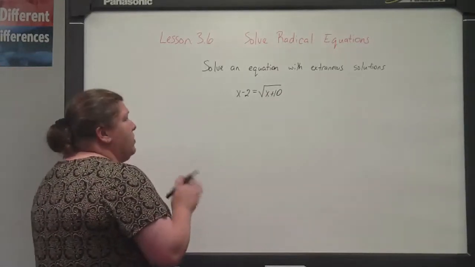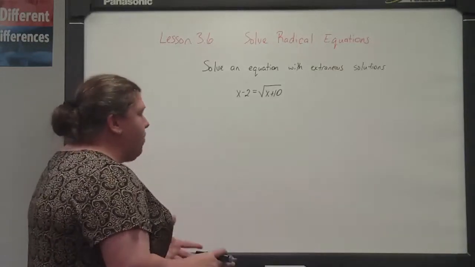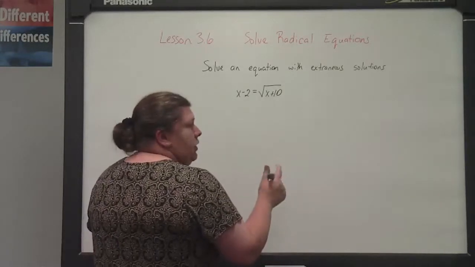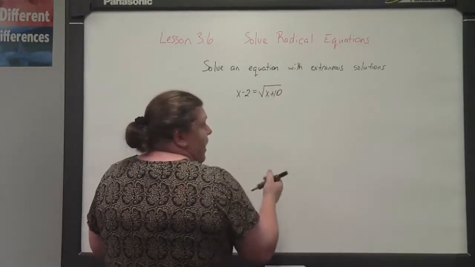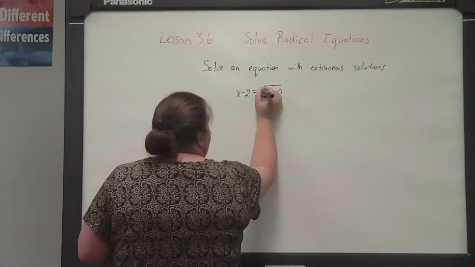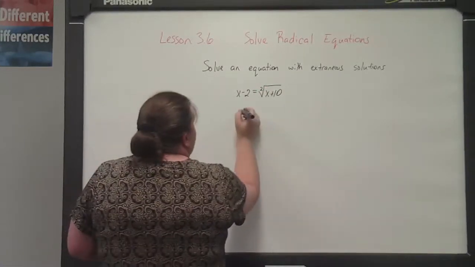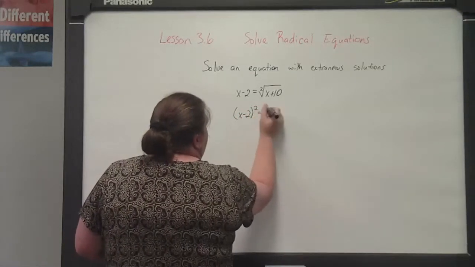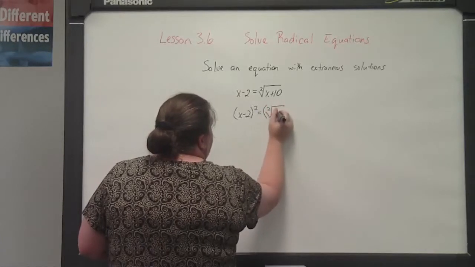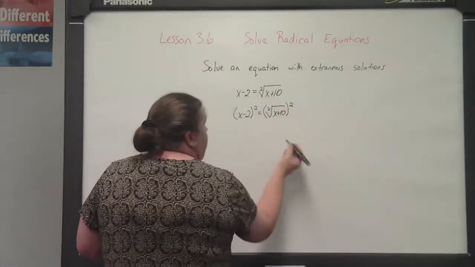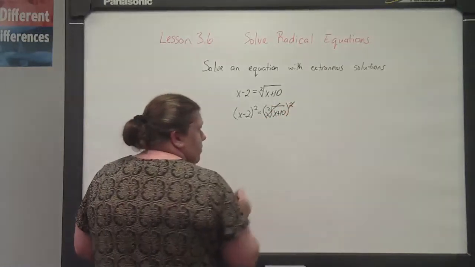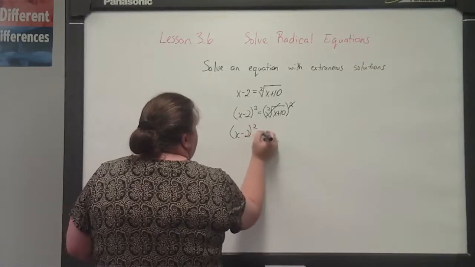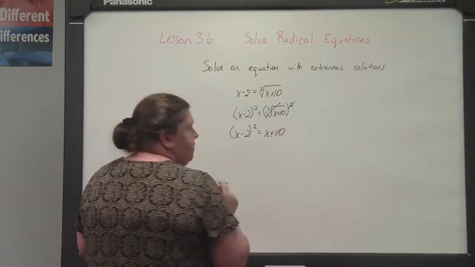We can see that the radical is already by itself, so we need to get rid of the radical. And remember that to do that, we have to raise it to that power. Anytime you see just a radical sign, it means squared. So I'm going to go ahead and put my 2 there. Now I can rewrite this and say x minus 2 squared equals the square root of x plus 10 squared. Now remember, square root cancels out squared. So I can say x minus 2 squared equals x plus 10.